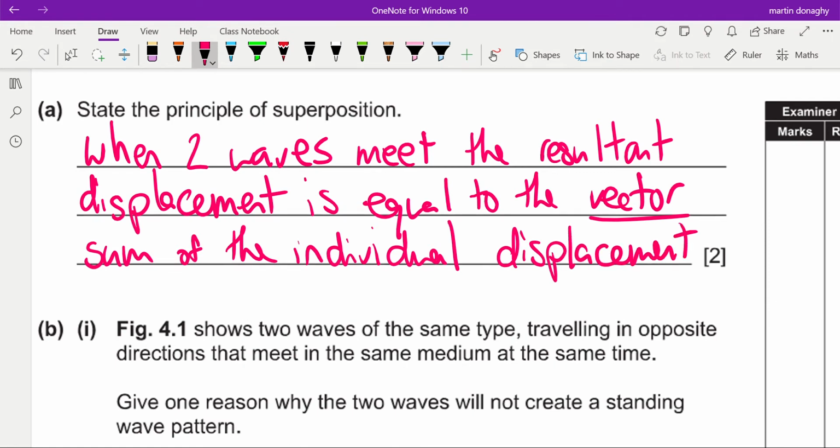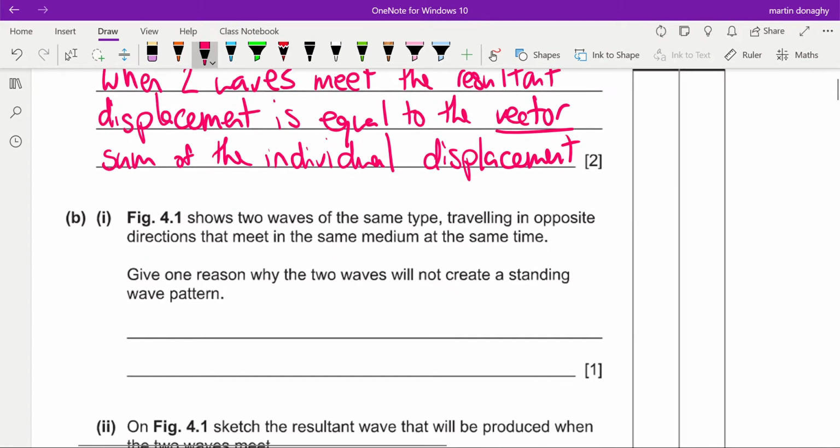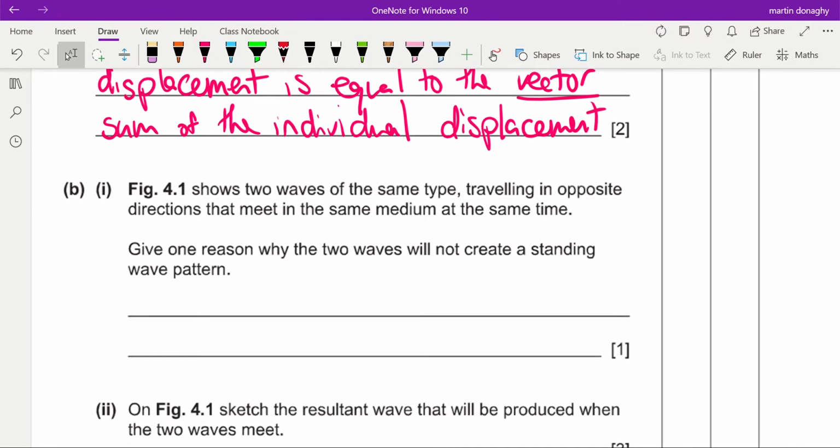All that means is if one is having a crest and the other is having a trough, you're going to have to subtract the trough displacement from the positive displacement of the crest. And that is a definition that you'll need to learn off.